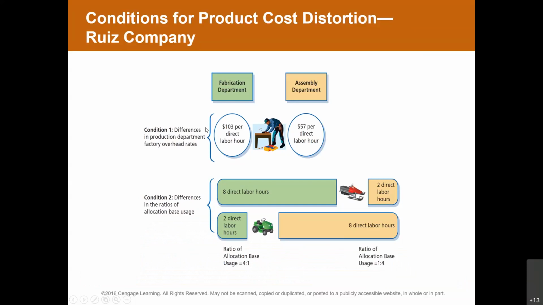So this is just a nice graphical representation of the two. In the factory department, we had 103 direct labor hours. Assembly had 57 direct labor hours. So that's the comparison in condition 1.